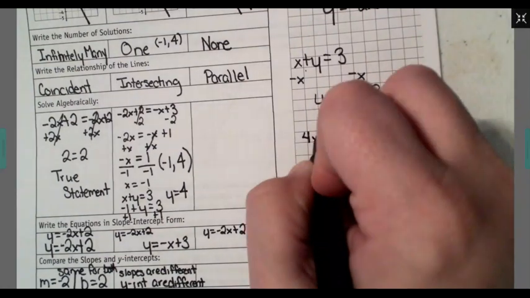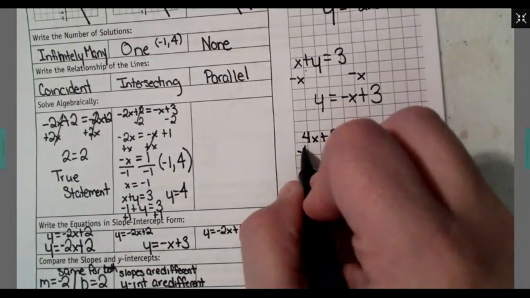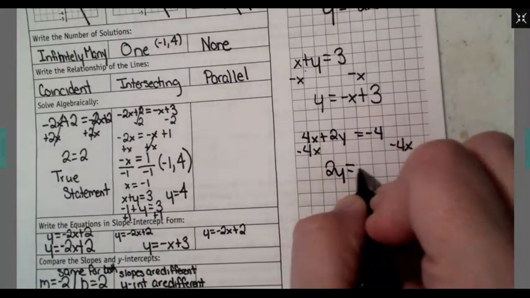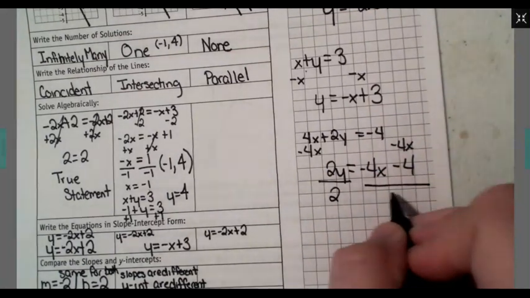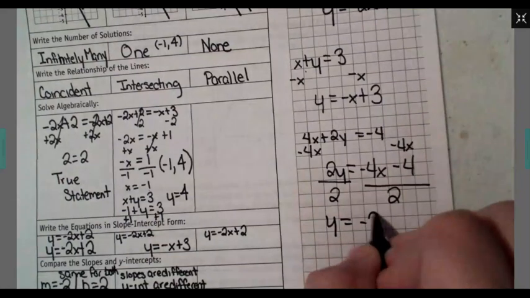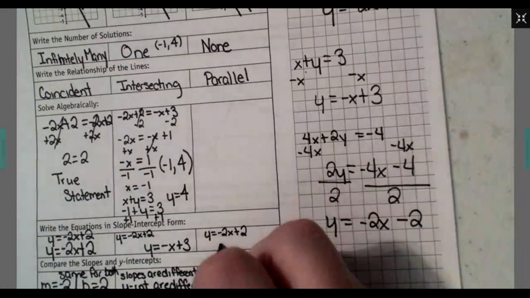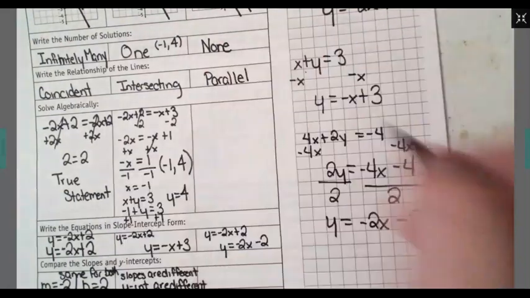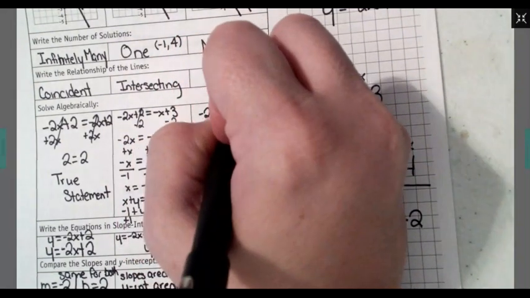That second equation was 4x plus 2y equals negative 4. We're going to subtract 4x. So I have 2y equals negative 4x minus 4. We're going to divide by 2. y is going to equal negative 2x minus 2. So y equals negative 2x minus 2. Set these equal to each other. Negative 2x plus 2 equals negative 2x minus 2.